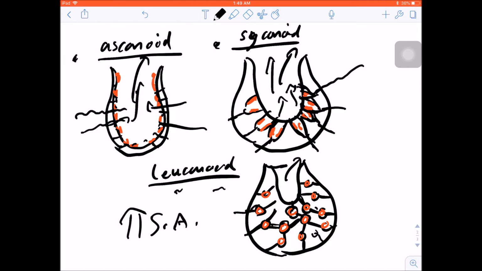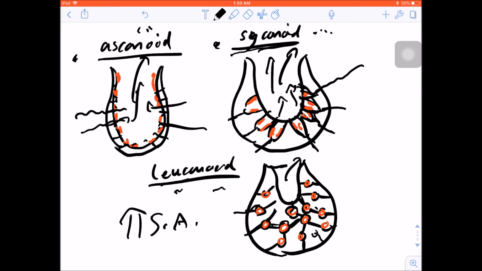So you can say, I guess, that the asconoids are the least advanced sponges. The syconoids are secondly least advanced. Not a great way to say that. The asconoids are the least advanced, syconoids are medium advanced, and the leuconoids are the most advanced sponge types. And it all has to do with the efficiency of the body plan and how well they're able to filter out water.